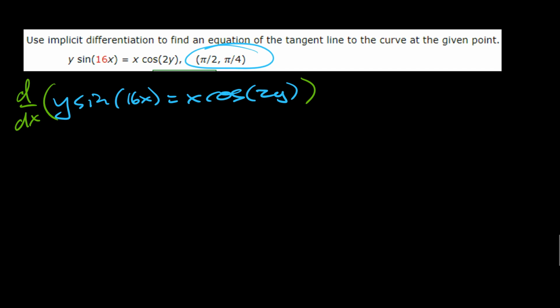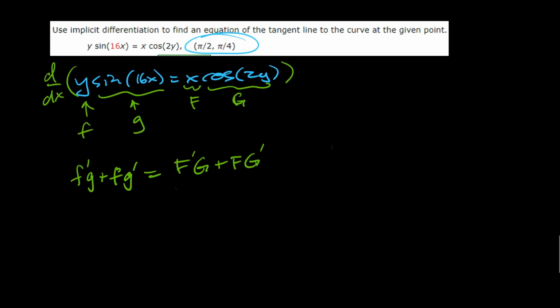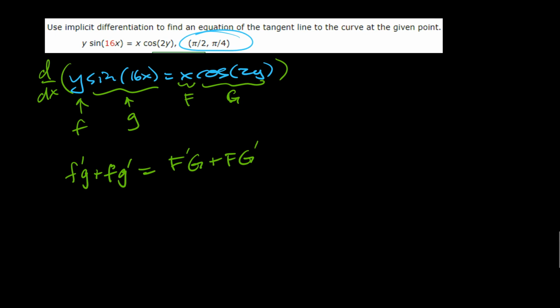We have two functions here. I'll call this one capital F, and this one capital G. So on the left, we're going to do f prime g plus f g prime, and on the right, we're going to do F prime G plus F G prime, those capitals. When we take the derivative with respect to x of y, we're doing this f prime part. We'll do 1 times dy/dx.